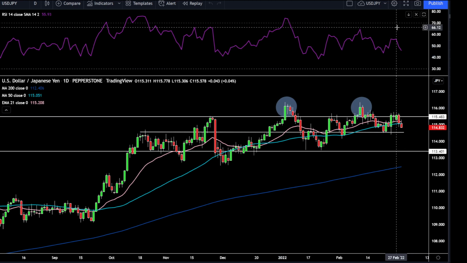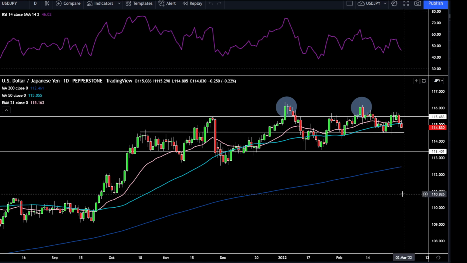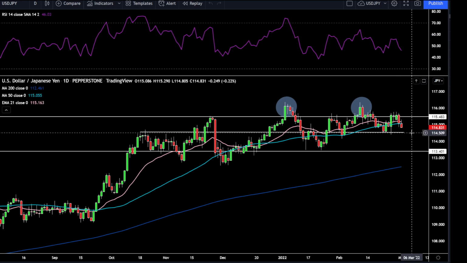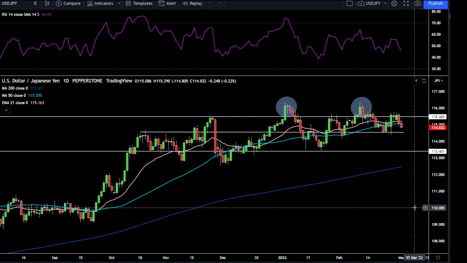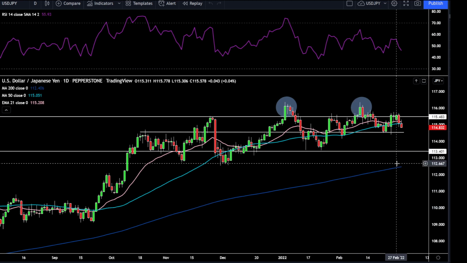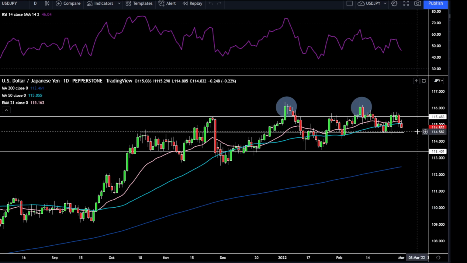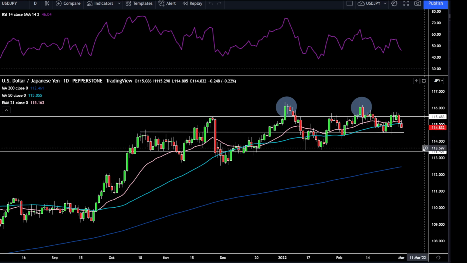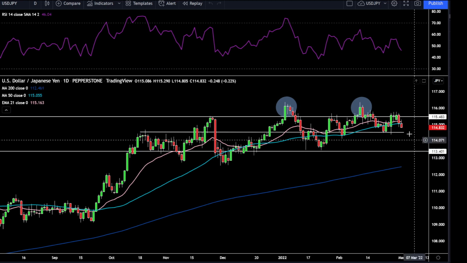The RSI is a bit in no man's land, so can't really discern any information from there. I've drawn in a little bit of support here at around 114.5, the middle of this sort of range. Price is below its 50-day simple moving average at the moment. Looks like the 21-day wants to cross down below it.